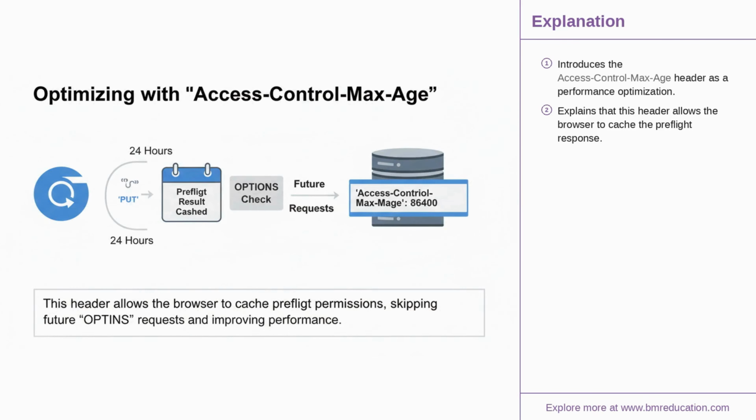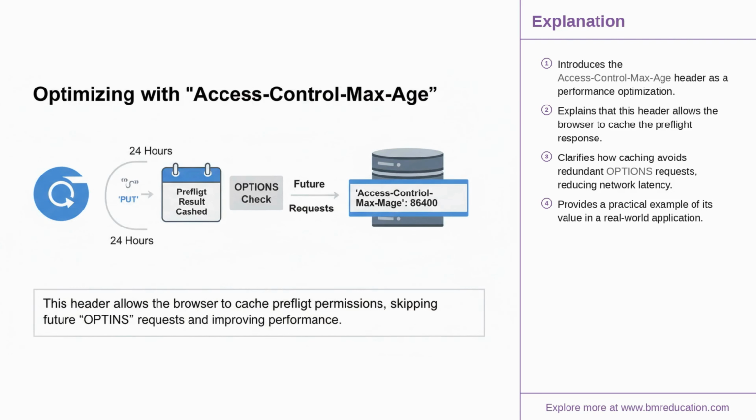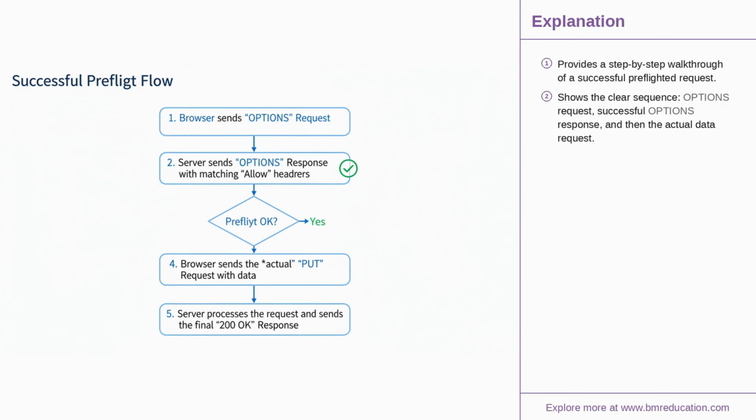To improve performance, a server can also include the Access-Control-Max-Age header in its preflight response. This header tells the browser how long, in seconds, it can cache the results of this preflight check. For example, a value of 86,400 means the browser can skip the preflight OPTIONS request for any subsequent complex requests to the same URL for the next 24 hours, proceeding directly to the actual request. This significantly reduces latency.